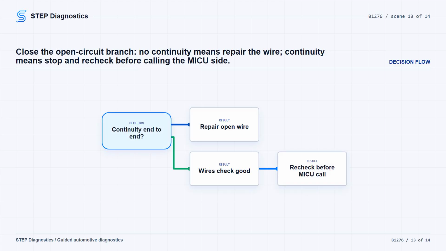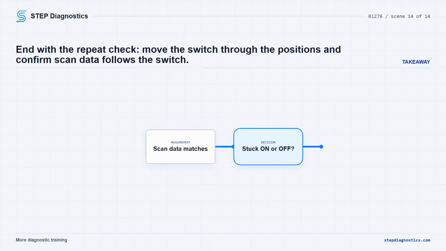If there is continuity on these circuits, the wires are okay and the MICU is the remaining suspect. At that final YES result, the replacement line is incomplete, so do not guess past it. Pause, recheck the earlier diagnostic path, and avoid making an unsupported call. After the repair, keep verification separate from the pinpoint testing. Clear the code, operate the combination light switch through the same positions, and confirm the scan tool data matches the switch positions and B1276 stays gone.